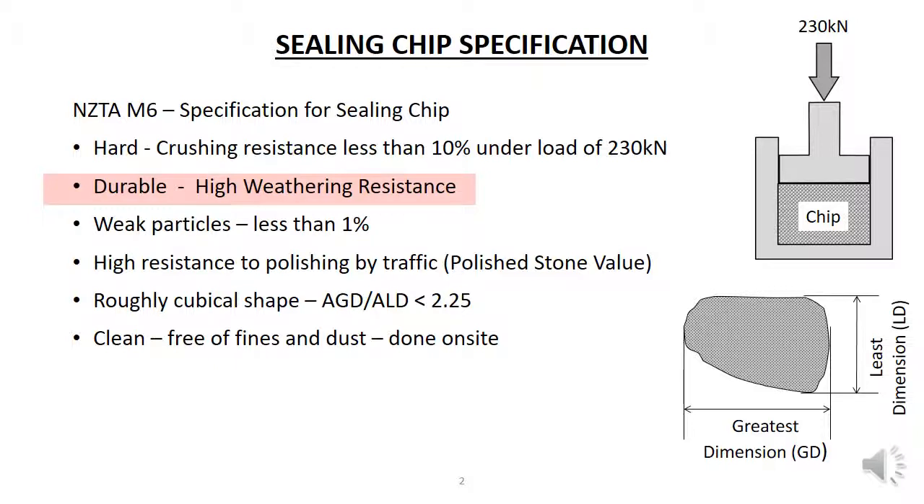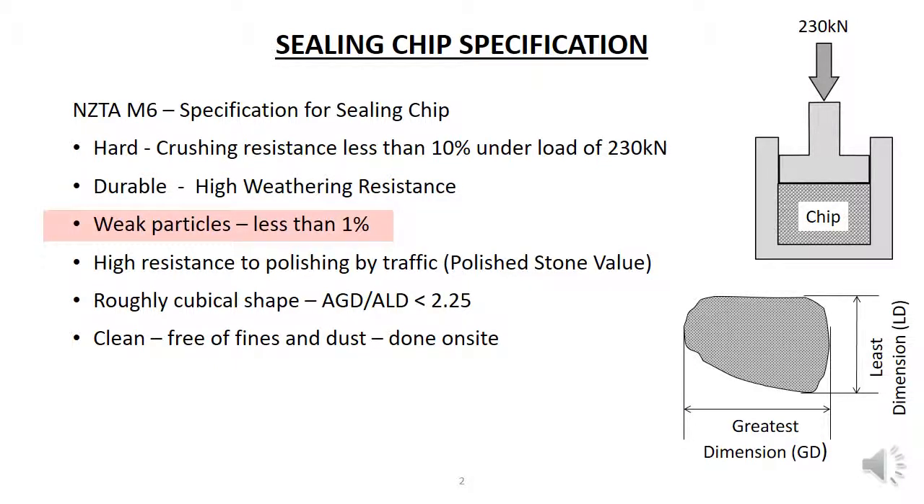Sealing chip is also tested for weathering resistance. Once again, the test used on chip is the same test as done for base course. The chip is exposed to repeated cycles of heating, cooling, wetting and drying, and the extent of the breakdown of the chip is assessed. The specification requires that sealing chip have a weathering quality index of either AA or BA, which is a higher requirement than that required for base course. This is because the chip is directly exposed to the weather, so it needs better weather resistance.